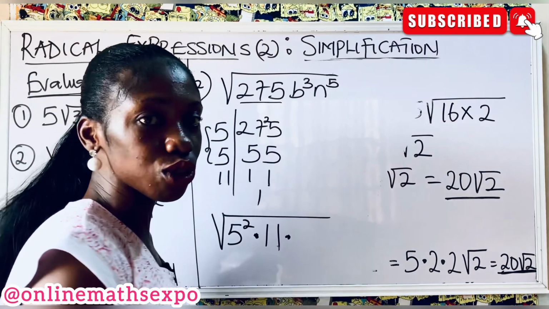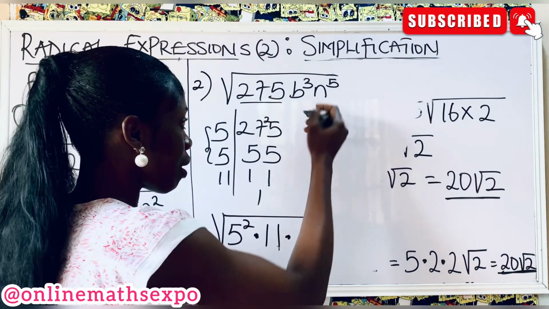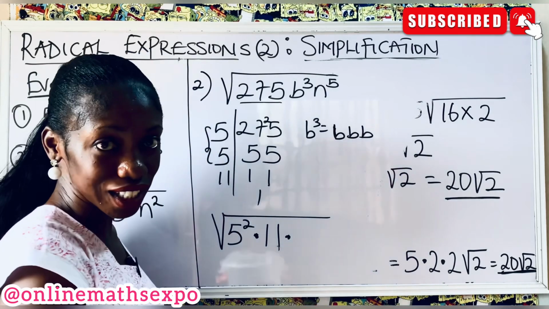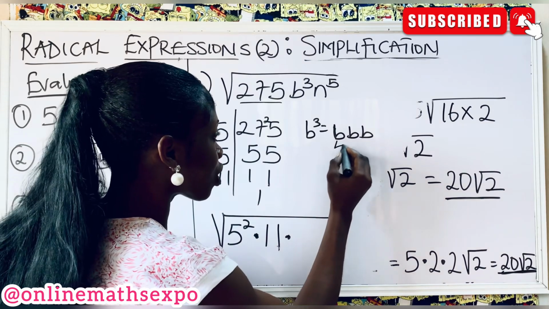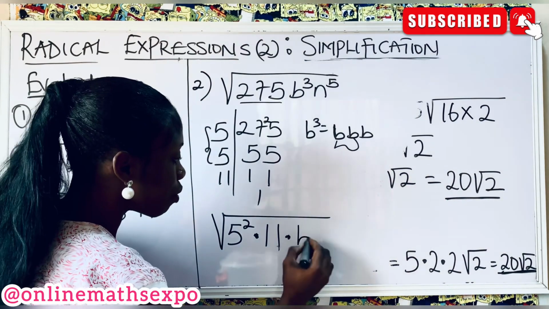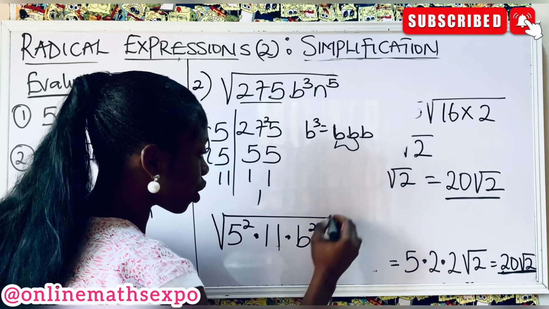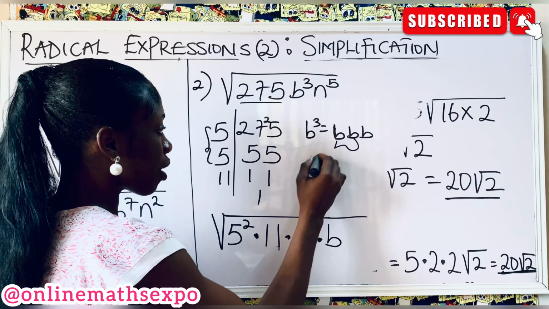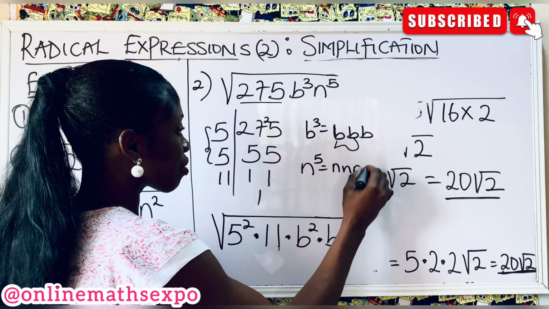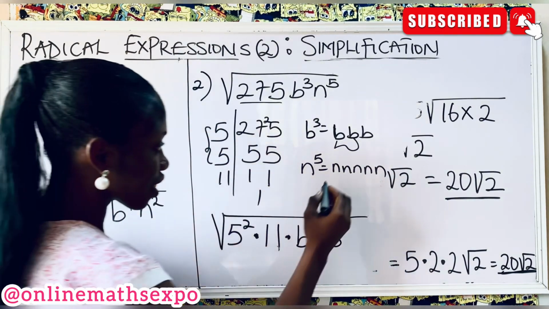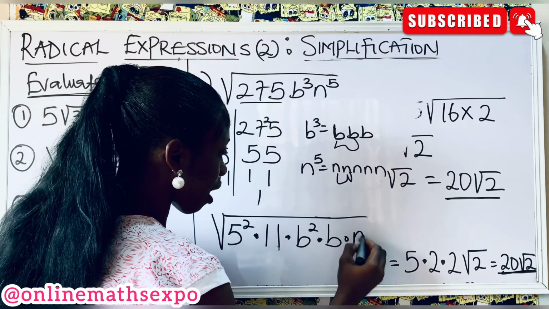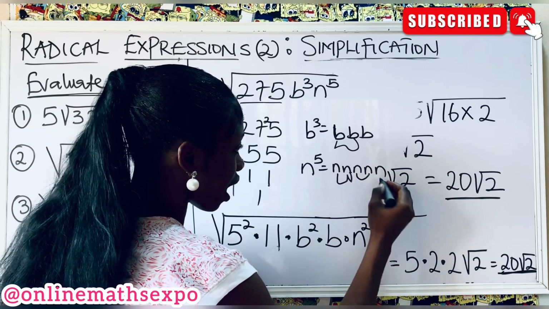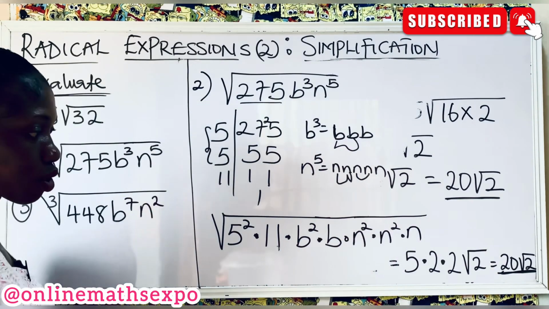Then b cubed, how do you simplify that? Remember, b cubed is b three times according to your indices. So to pair it, see what you do. You have it as b squared, then this b will be left. I hope you can see that. Then for n to the power of 5, it means n is 5 times. Pair it, so we're going to have n squared, pair this, you also have n squared, and this will be left. Did you see what we did there?